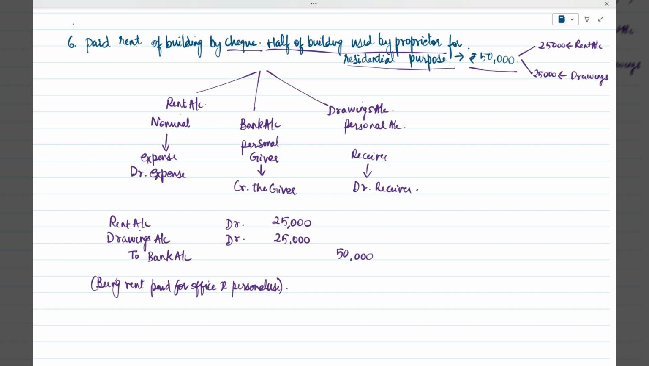So we saw six examples of transactions where we went through the three steps: first step identifying the nature of the account, the second step being what is the rule which is involved, and third step being passing the journal entry. So I hope this was a very detailed explanation on how to pass a journal entry in a step by step manner.